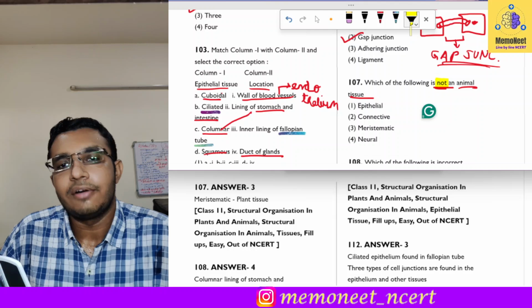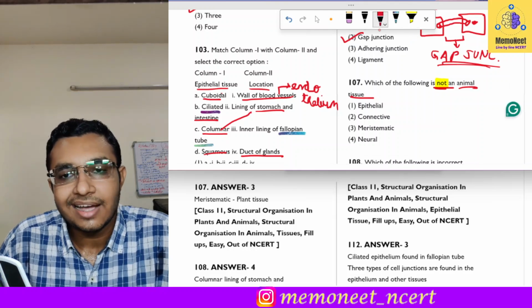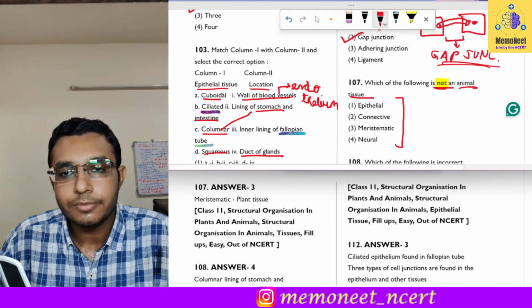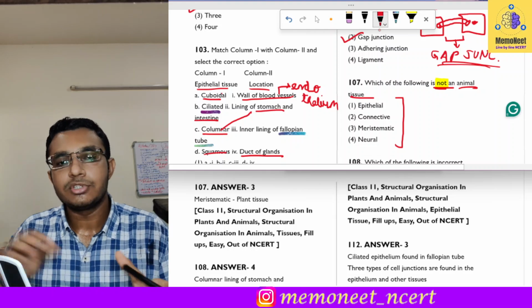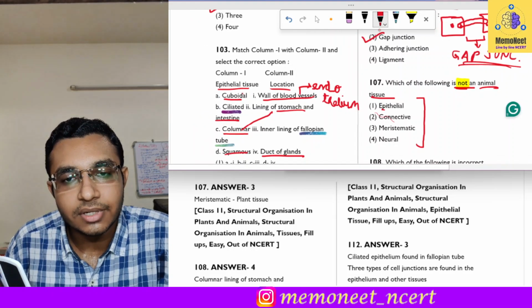After reading the word not, what do you understand from the question? The question is asking that all three types of tissue among the four options are animal tissue, but which of the following is not an animal tissue? So first, epithelial, so it is an animal tissue.